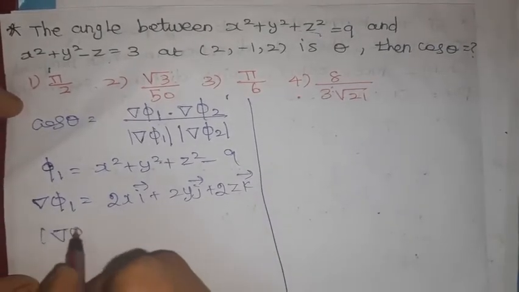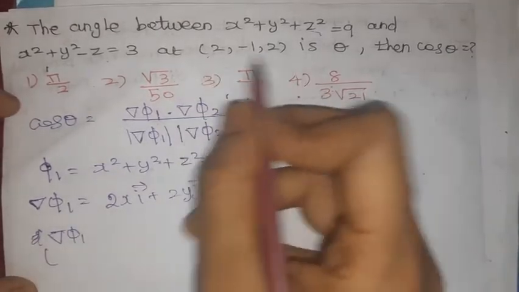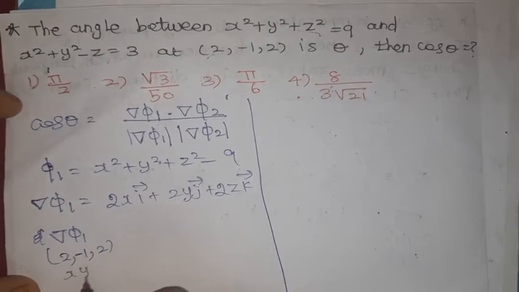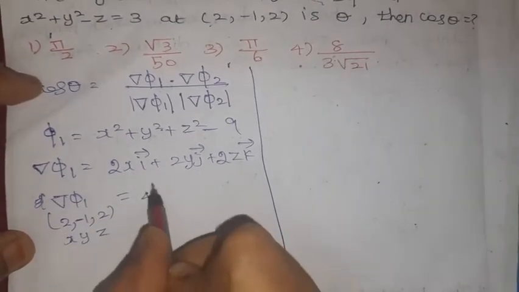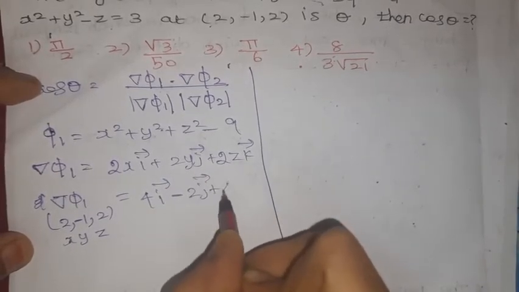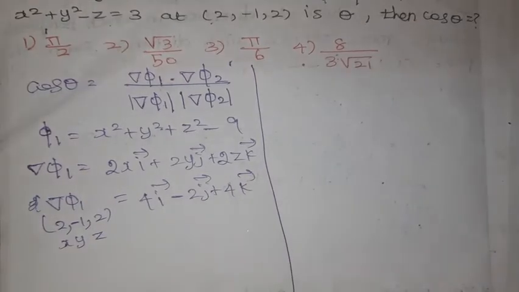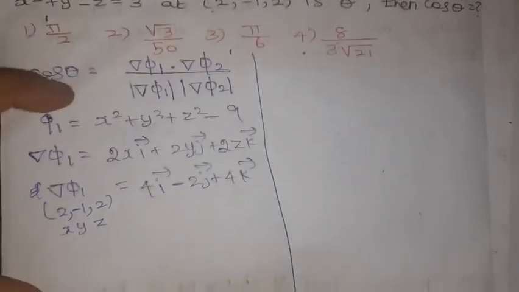Okay, then what is the next step? Del phi 1 at the given point 2, minus 1, 2. Just substitute x, y, z. So 2 into 2 is 4 i, minus 2 j, plus 4 k. So this is the del phi 1 value.